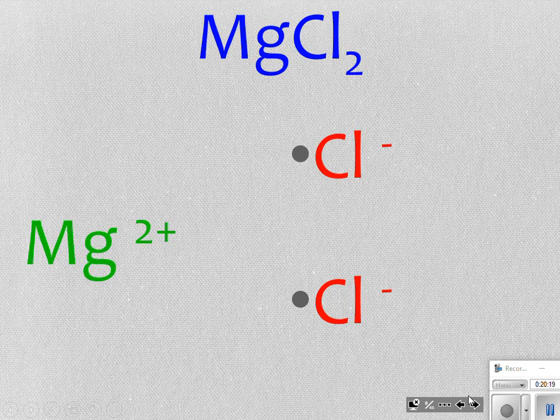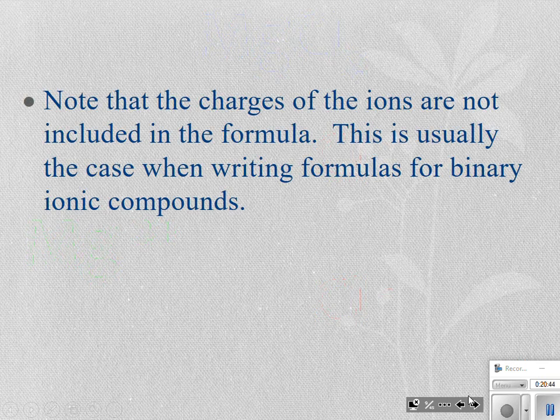Now, let's say that I don't have chlorine. Let's say that I have oxygen. What's the charge of oxygen going to be? 2 minus. So would I need 2 oxygens? No. So if I had magnesium oxide, I'm just going to write out MgO. Okay?